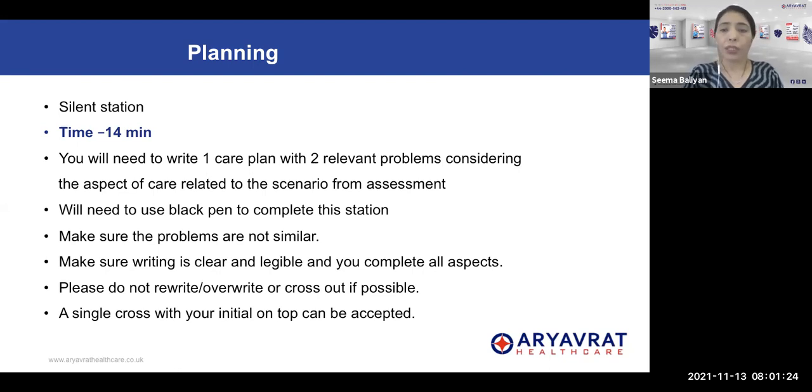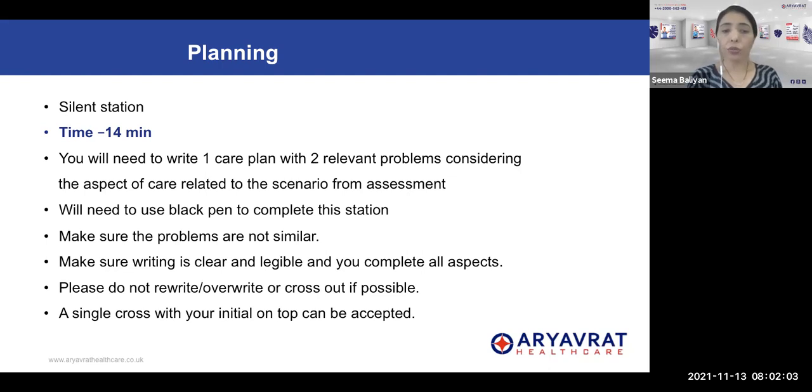So you will need to use a black pen to write these 2 problems. It is an A4 sheet which is given to you, and you will have to write one problem on one side of the A4 sheet and the second on the other side. You do not have to write lots about it, because you do not have that much time. It is only 14 minutes for 2 problems. So please make sure that you pace yourself correctly and give equal time to both problems, keep the problems simple, and try to write the interventions in such a way that you are achieving your goals by those interventions.